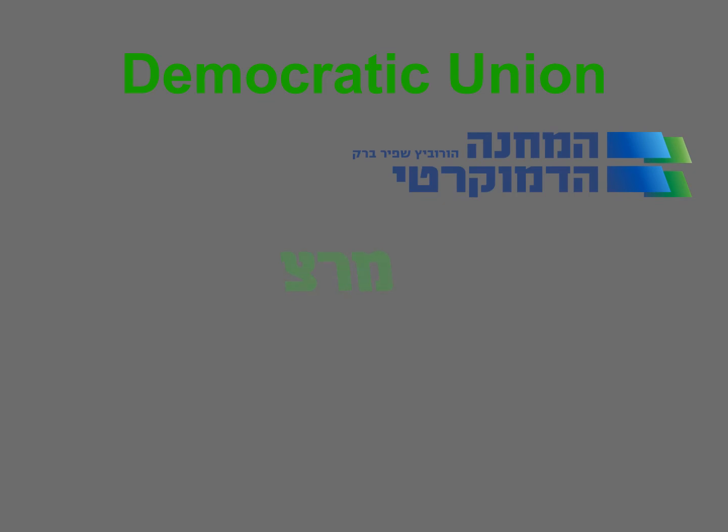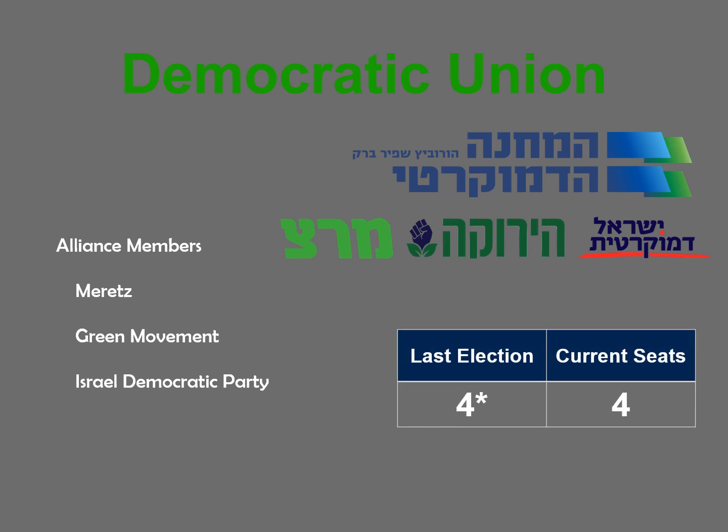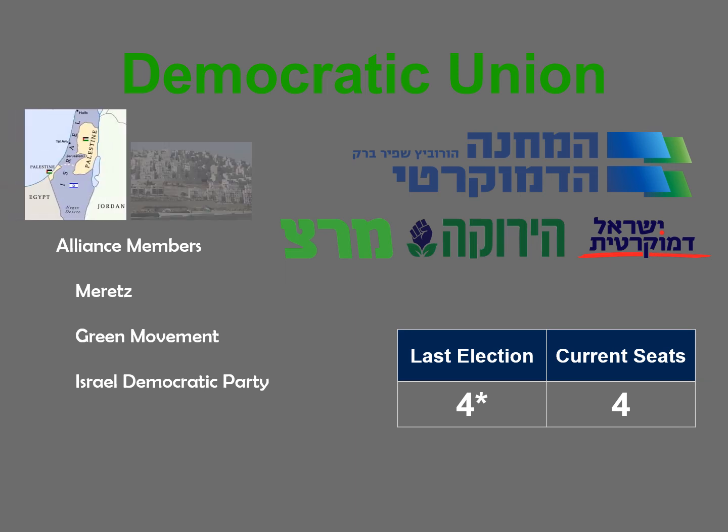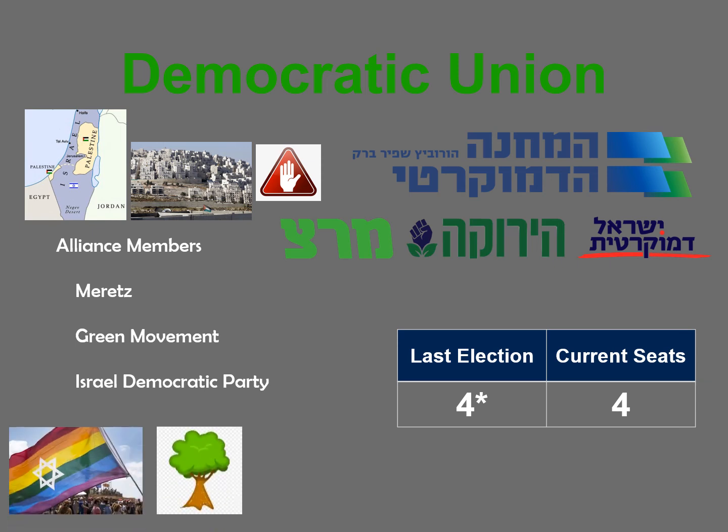The Democratic Union is an alliance of Meretz, the Green Movement, and the Israel Democratic Party. Meretz won 4 seats in the last election, and the other member parties are new. The Democratic Union supports a two-state solution and freezing construction of Jewish settlements in the West Bank. It supports LGBT rights, environmentalism, and the creation of a social democratic welfare state. It is led by Nitzan Horowitz, who has stated that the Democratic Union will not join a Netanyahu coalition under any circumstances.